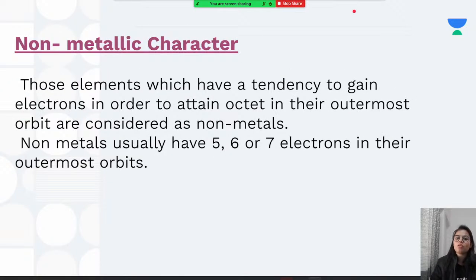Next, talking about non-metallic character. What is non-metallic character? It is how easily an element can gain electrons to achieve a stable configuration, or octet, in its outermost shell. All the non-metals generally have 5, 6 or 7 electrons in their outermost orbit, and need to gain 3, 2 or 1 electron respectively to have a stable configuration.